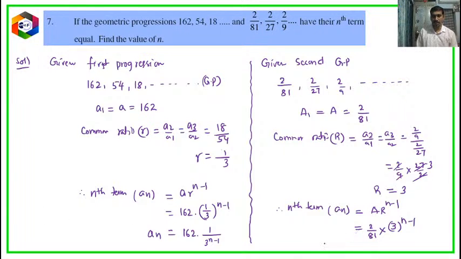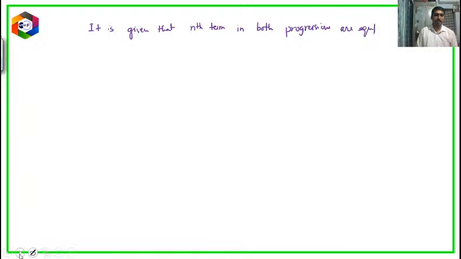Now, in this question it is given that the nth term in both the progressions are equal. That is, the nth terms in the first geometric progression and the second geometric progression are equal. Okay. Now I am going to equate that one. It is given that the nth terms in both progressions are equal.